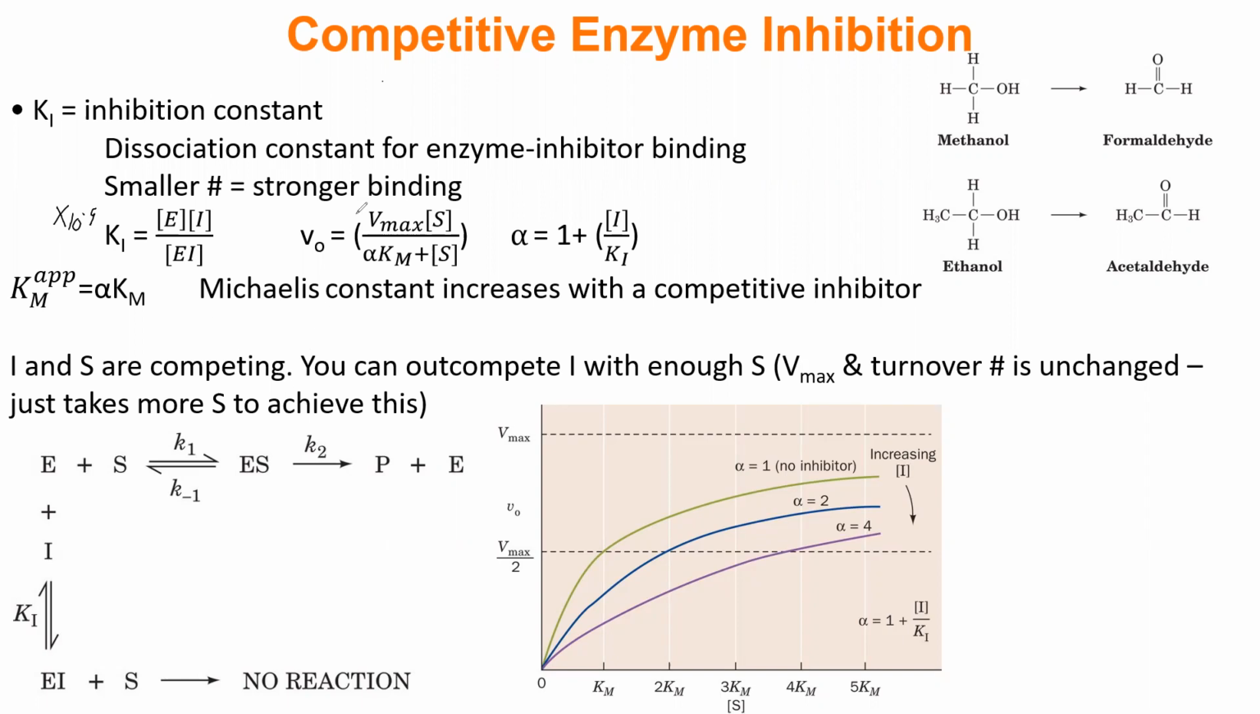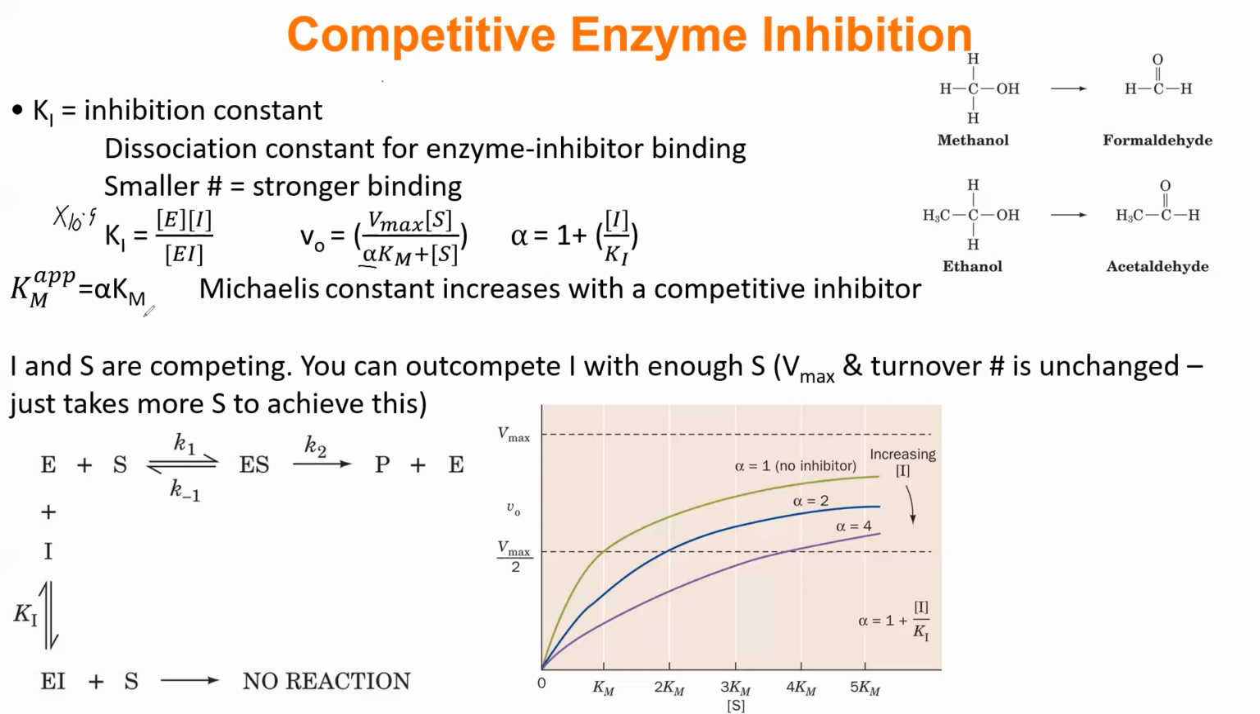Now, our Michaelis-Menten kinetics change a little bit with inhibitors. So if we look at our Michaelis-Menten equation right here, the difference is that we add this alpha term to Km, where alpha is equal to 1 plus inhibitor concentration divided by Ki. And what this means is that a competitive inhibitor raises the Km for an enzyme.